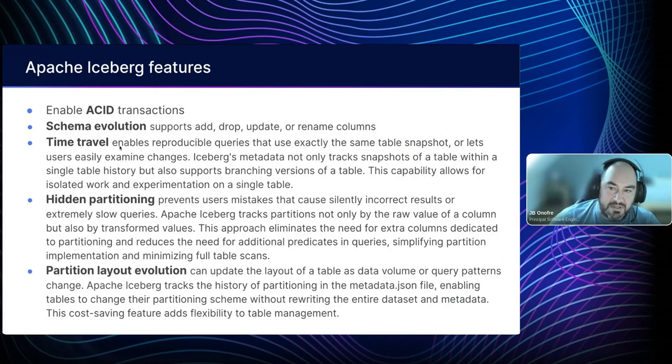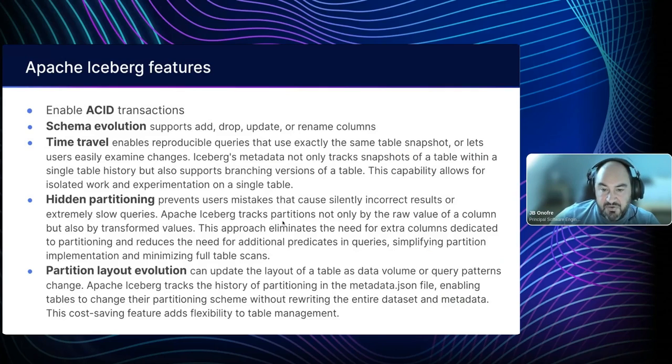And thanks to the snapshots and the manifest list, you have time travel, where basically you can have multiple queries working on different states of your data, thanks to the Iceberg metadata that tracks the snapshots and the history of the data. Hidden partitioning is all about partitioning of the tables to have better performance, and hidden partitioning also prevents user mistakes that lead to incorrect results or extremely slow queries.